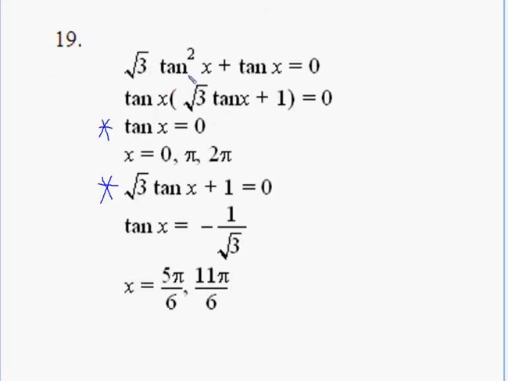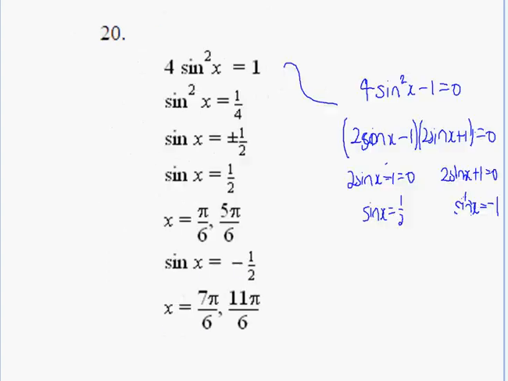Again, this has got a common factor. Factorise it out. So it leaves us root 3 tan x plus 1 equals 0 in the bracket. So tan of x is equal to 0 at 0, pi and 2 pi. And root 3 tan x plus 1, manipulate it down to tan of x is minus 1 on root 3. And we get our solutions as we've normally done there, 5 pi on 6, 11 pi on 6.